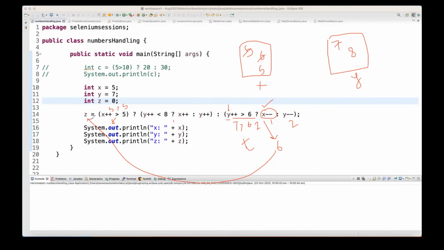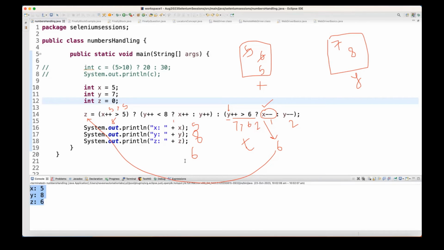So what is the final output? If you check inside the memory, x is finally 5. What is y in the block? y is equal to 8. And what is z? z has already occupied 6. So output should be 5, 8, and 6. So when I run this program, let's see. Here you can see the output is 5, 8, 6 for x, y, and z, right?